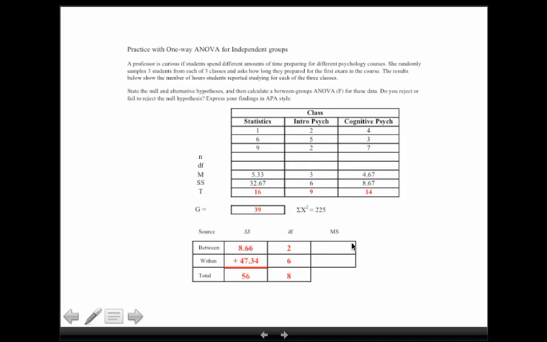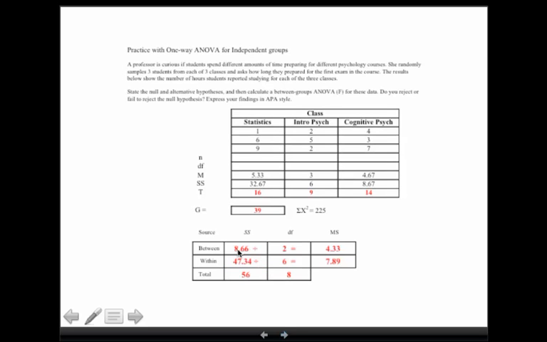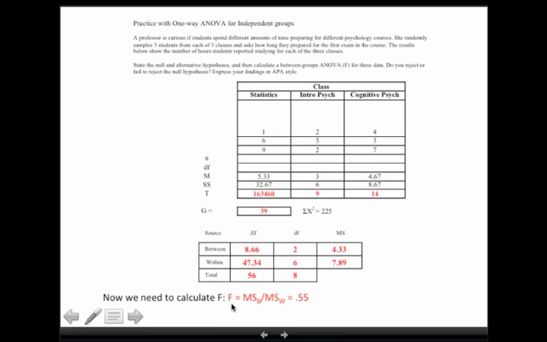Then the next thing we're going to move on to is the mean square between and the mean square within. You calculate those both the same way. You're going to take your sum of squares number, divide it by the degrees of freedom number, and that is going to give you the mean square. So I have done that for between and within here. And then finally, for your calculation, you are going to calculate your F value. Your F value is simply the mean square between divided by the mean square within. And if you calculate that out, you should have gotten 0.55.